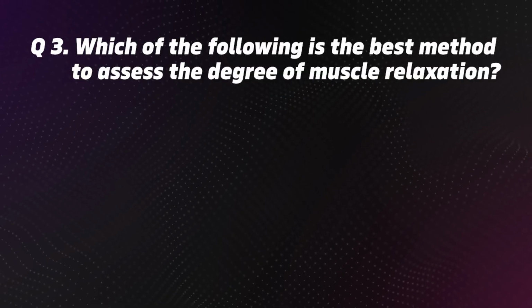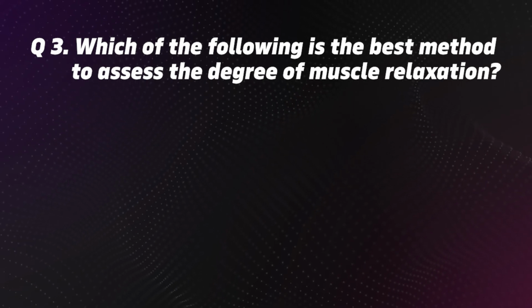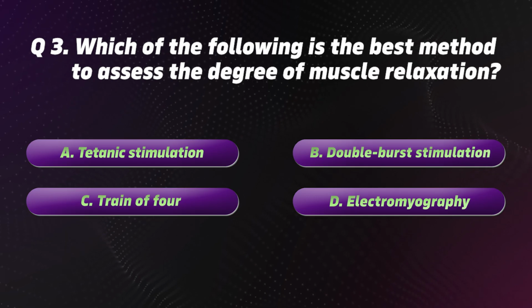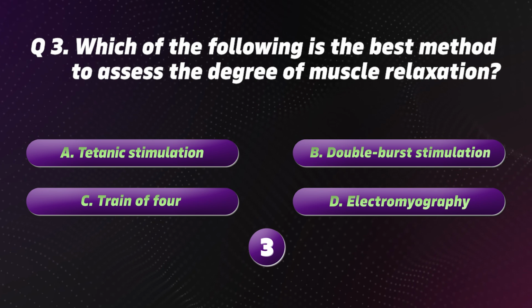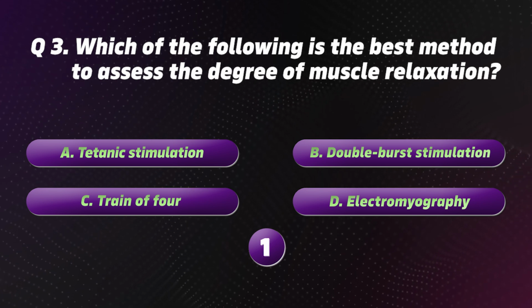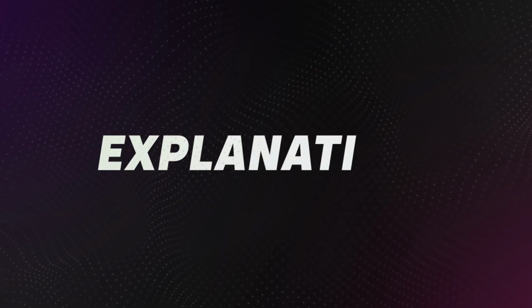Question 3. Which of the following is the best method to assess the degree of muscle relaxation? Here are the options. A. Tetanic stimulation, B. Double burst stimulation, C. Train of 4, D. Electromyography. And the correct option is C. Train of 4. Here is the explanation.